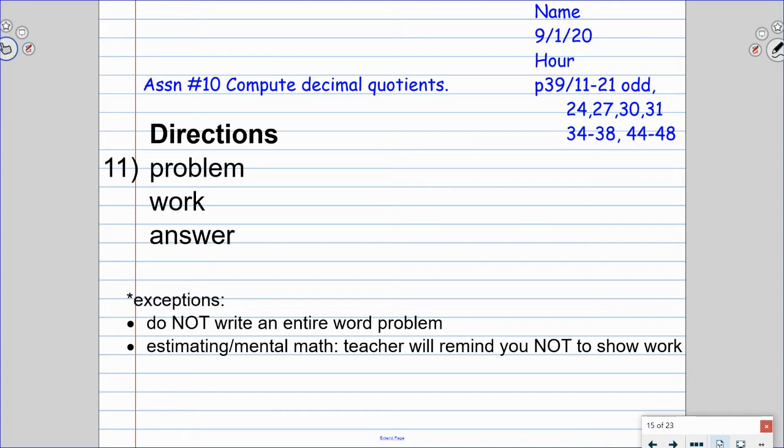Don't forget from now on, and Mr. Callen's going to be an awful stickler on this, you're writing down all the directions. Just one time above a whole section, write down the directions, and then write down the original problem, your work, and your answer. Exceptions to that, we do not write out the entire word problem. And if I ask you to do some mental math, I'll try to remind you, but you do not show work when you're asked to do mental math. Okay, hit the pause button. Go ahead and title your paper, everything above that line, and then we will continue.